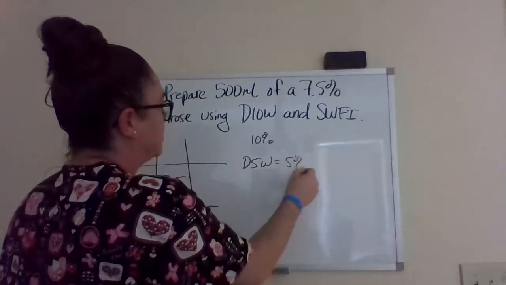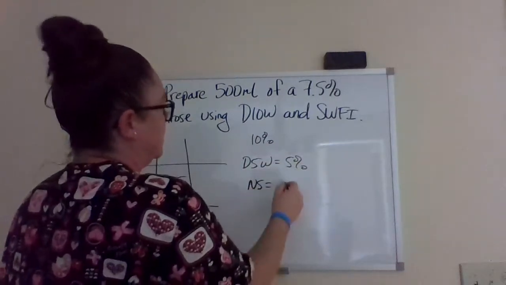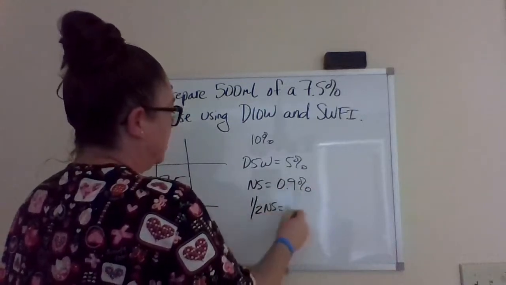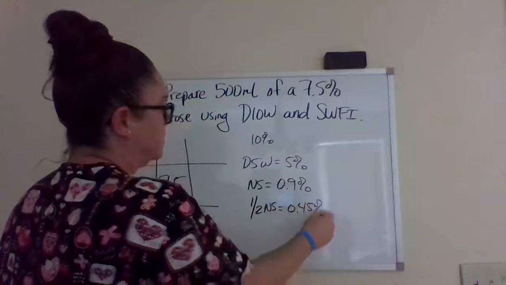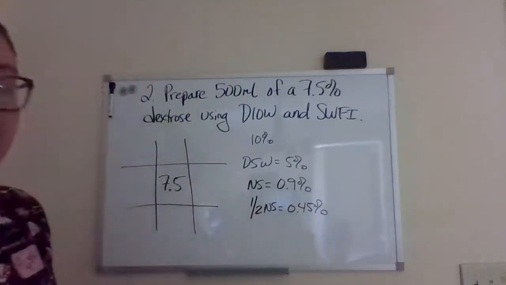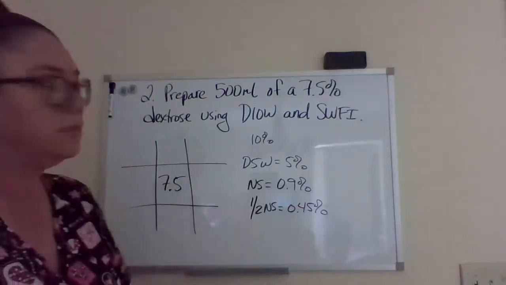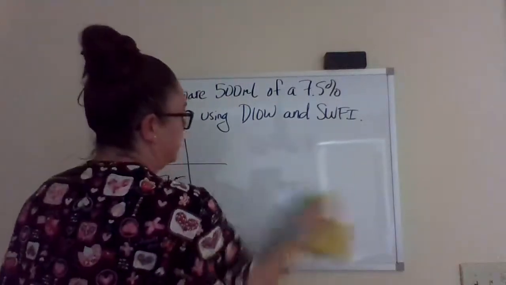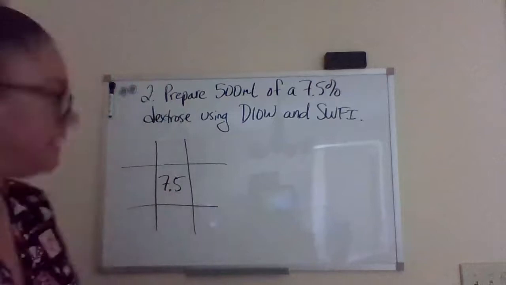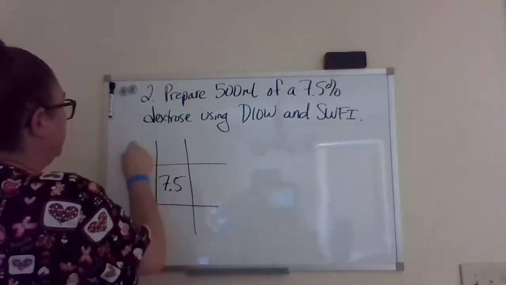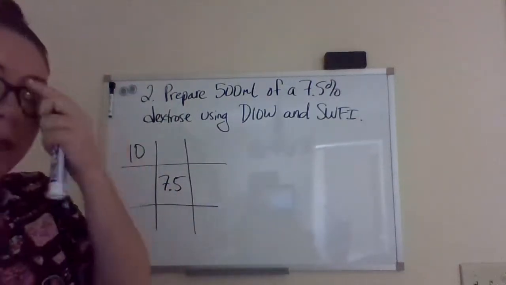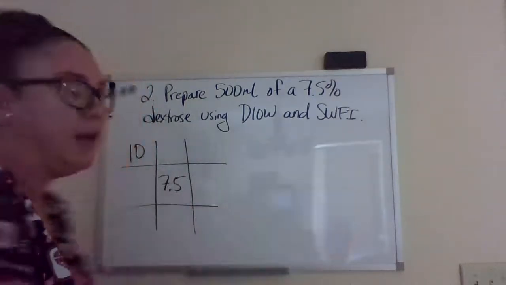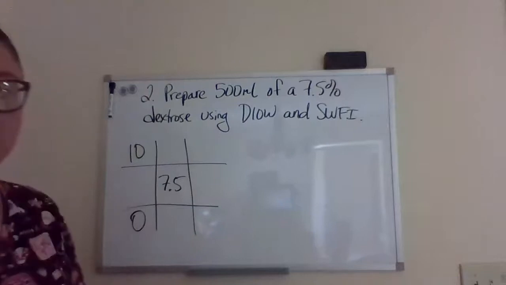D5W is 5%. NS is 0.9%. Half NS is 0.45%. So if you want to pause here, you can to write these down, okay, so you know what they represent. So I know that D10W is my 10%. That's my high strength. And remember what I said about water. Sterile water for injection. That means it's got a 0%.